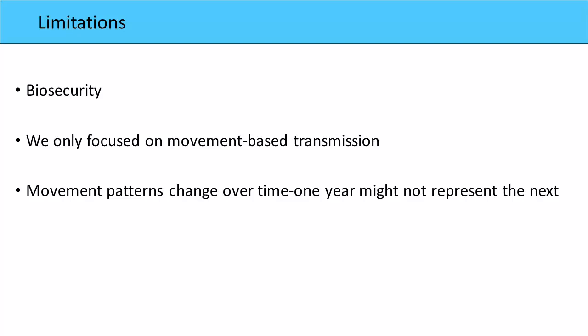And we only have 1 year of data, and so we don't have a good feeling about, if you measure this in 1 year, whether the same farms would be the potential super spreaders in the next year as they were this year. So we would need more data to actually say how predictable this is through time.